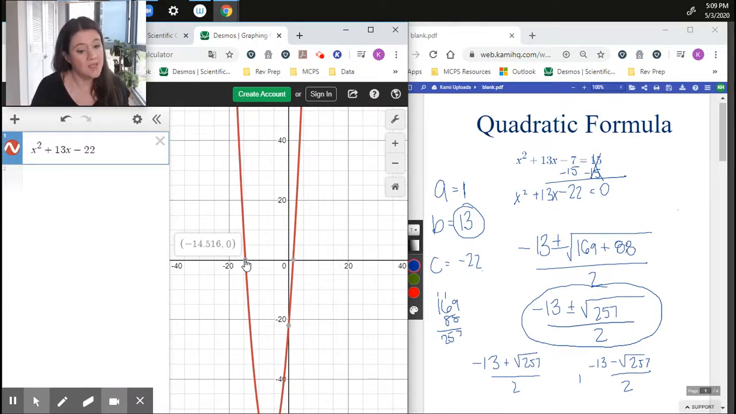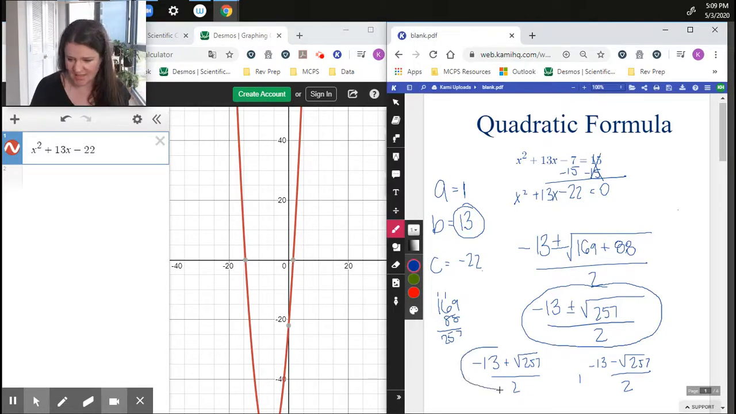We've got the point -14.516 and the point 1.516. If they're asking for an exact answer, these are the exact answers, right? Remember, this is telling us what our x value is. I should write in pencil. This is what x equals. So if I go here, x equals negative 14.516. X is 1.516. I don't know how to say that. All right.